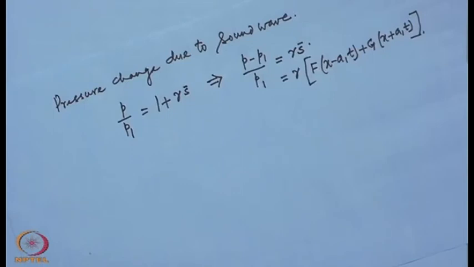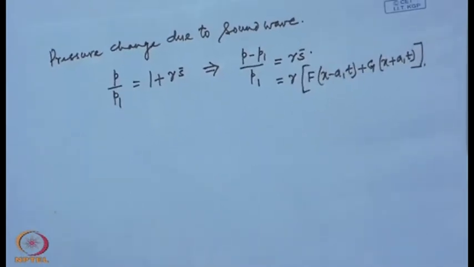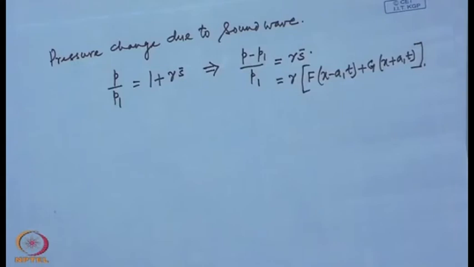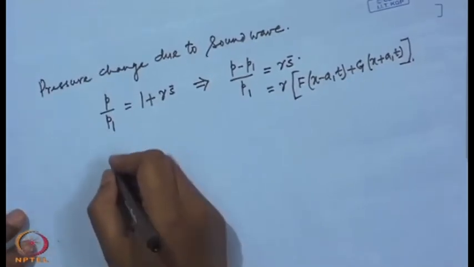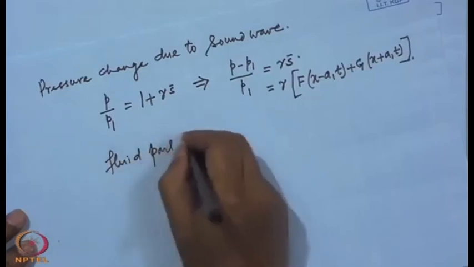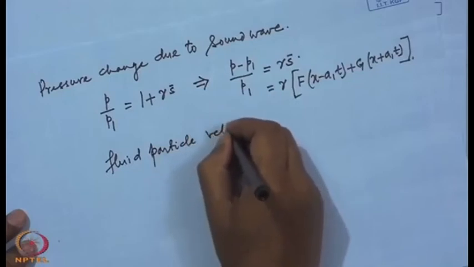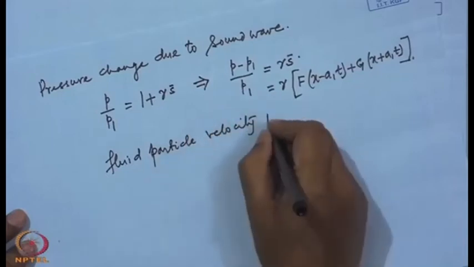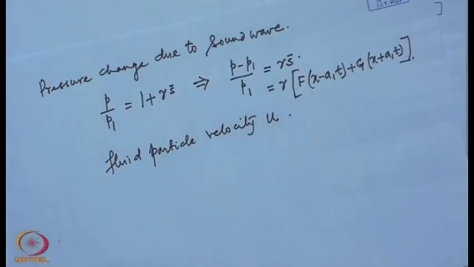Now, as the wave progresses through the fluid, the pressure disturbance sets the fluid into motion, and the fluid particle also undergoes a motion with its velocity being u, which is called the particle velocity u, and it is usually much smaller than the speed of sound during the propagation of a sound wave.